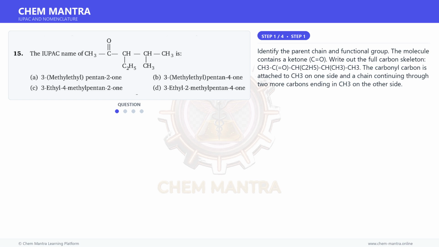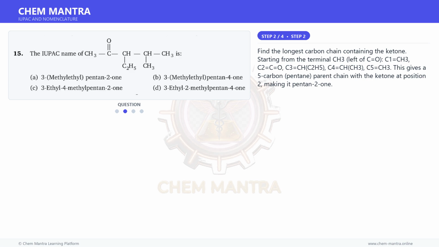Identify the parent chain and functional group. The molecule contains a ketone, C=O. Write out the full carbon skeleton: CH3C=O, CH, C2H5, CH, CH3, CH3. The carbonyl carbon is attached to CH3 on one side and a chain continuing through to more carbons ending in CH3 on the other side. Moving on to the next step.